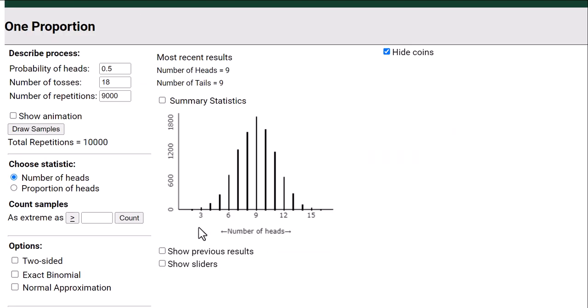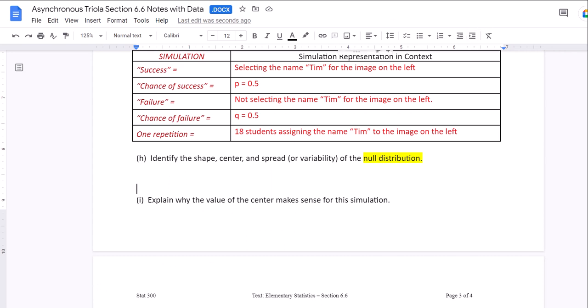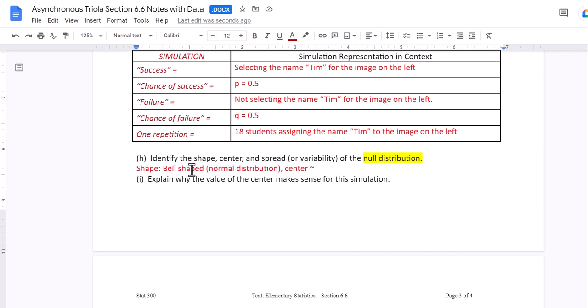So going back to it, this is our null distribution, meaning that we're testing if people are just choosing the name Tim at random for the image on the left. When I repeat that survey and hand it out 10,000 times, this will be my results of that survey. So it appears to be normally distributed with the center around 8 or 9. Let's say 8.5. So we got the shape as bell shape, normal distribution, and the center.